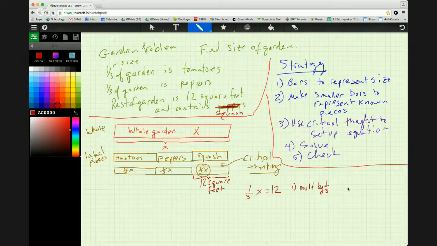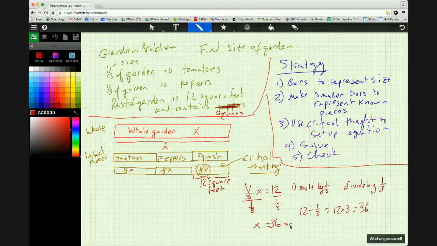To undo it, we have to divide by 1/3. So we're going to divide both sides by a third, and on this side those cancel, X equals 12 divided by a third, which is the same thing as 12 times 3, which is equal to 36. So our X is equal to 36 square feet. And remember, X is the whole garden. So if we're trying to find the size of the garden, we have our answer. X is 36 square feet.